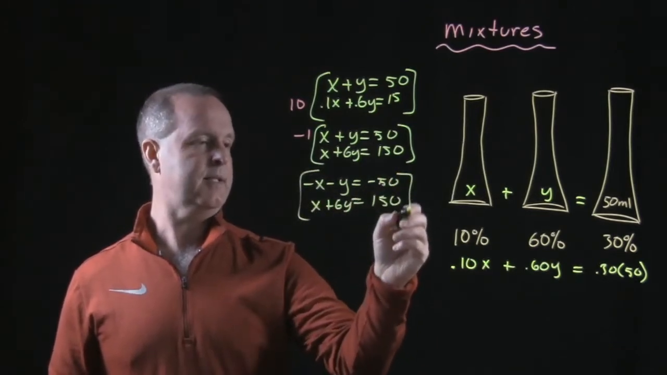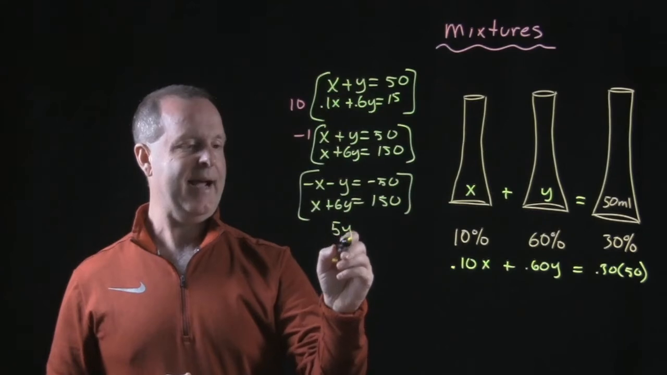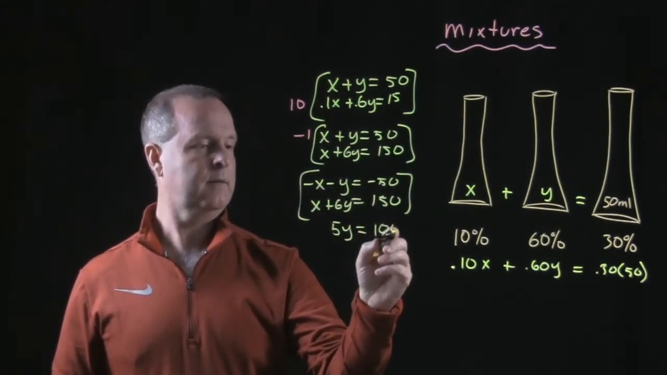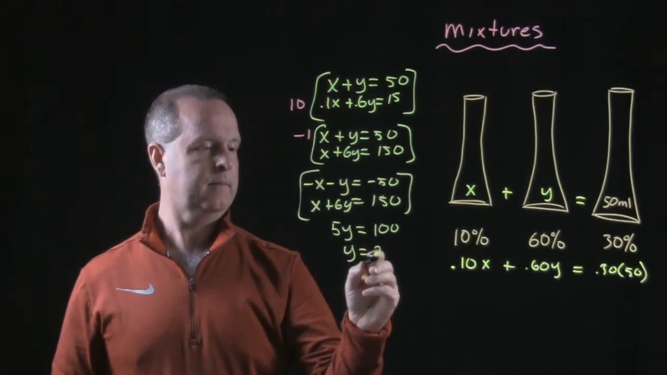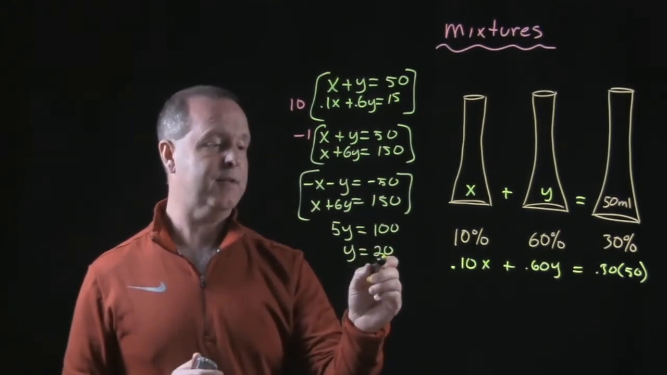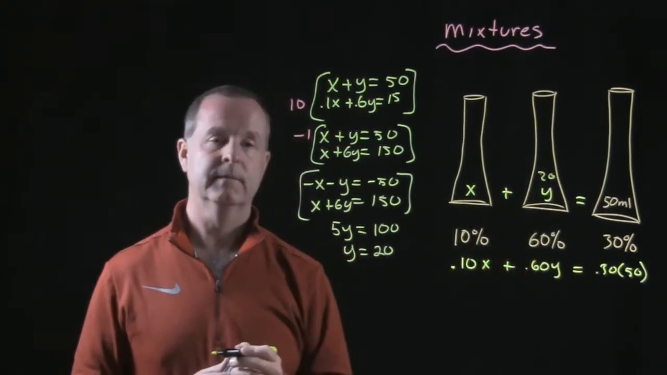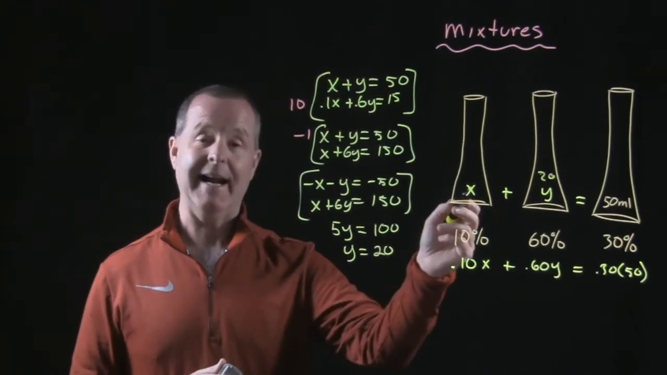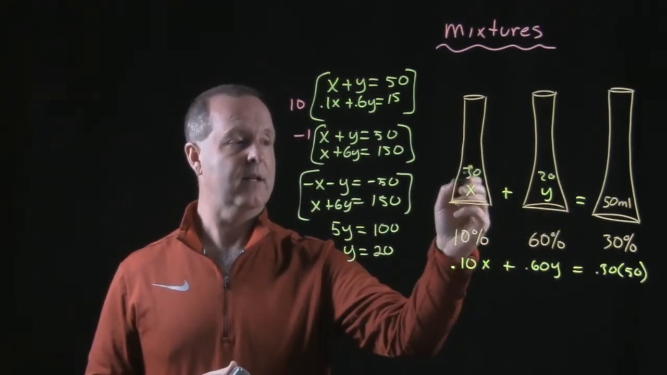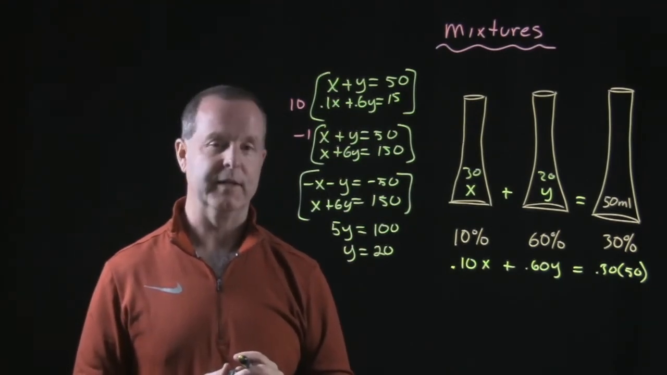X plus 6Y equals 150. Still maintaining my system so I don't get lost in my work. Adding them, the X's are eliminated. And it looks like for this to work, I need to have 20 milliliters of my 60% solution. And then how much of my 10% solution? Well, X plus 20 equals 50. That looks like that's going to be 30 milliliters of the first solution.